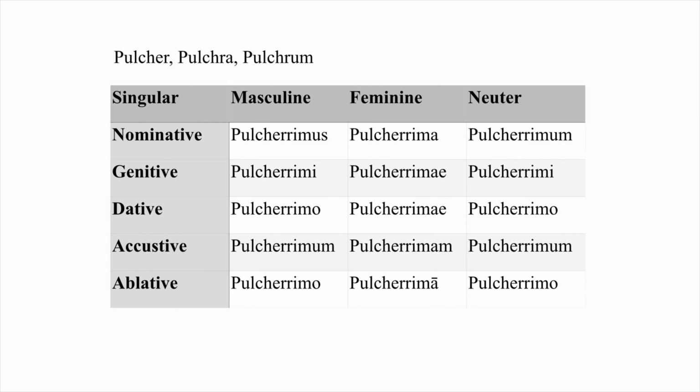And last, but certainly not least, we want to look at how to form the superlatives for adjectives that end in -er, because they're not going to have the -issimus that we are used to. Instead of adding the double S, we're going to see a double R. So if we have something like pulcher, pulchra, pulchrum, instead of adding double S, we'll add double R. So pulcher will become pulcherrimus, pulcherrima, pulcherrimum. But still declining just like a normal first, second declension adjective.